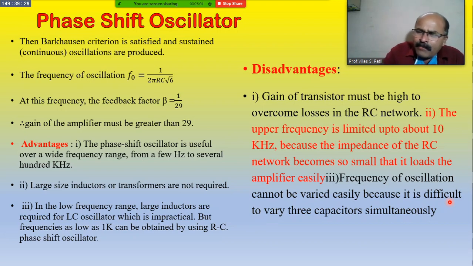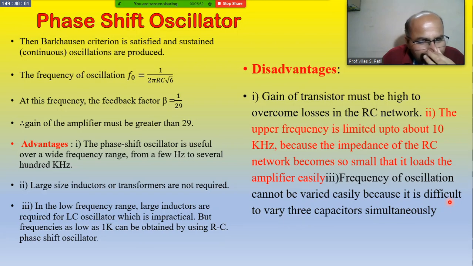That formula is mostly asked in objective questions: what is the output frequency of the phase shift oscillator, or how does the frequency of the phase shift oscillator depend upon the RC network. The correct formula is 1 upon 2 pi RC root 6. Friends, we have to clearly understand this formula and keep it in memory for the objective.